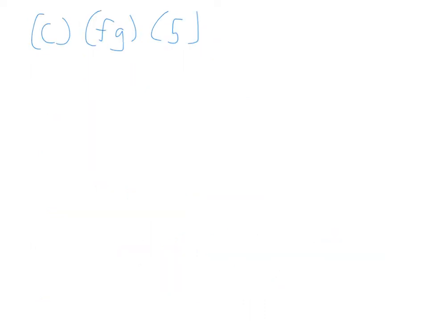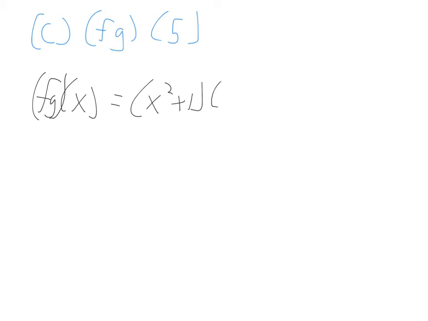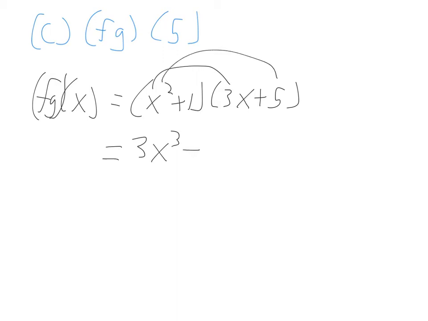So for now, f times g of 5. You start by finding out f times g of x. That would be x squared plus 1 times 3x plus 5. Now if you want to FOIL this out, x squared times 3x would be 3x to the third. X squared times 5 would be plus 5x squared. Then positive 1 times 3x would be 3x, and then positive 1 times positive 5 would be plus 5.